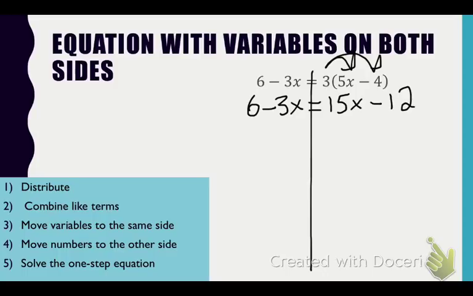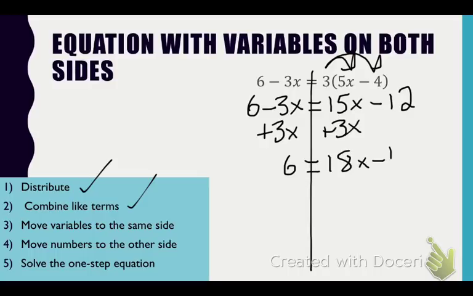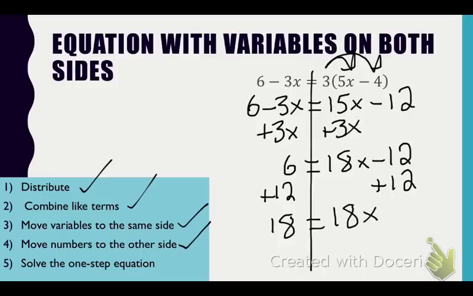Right? Again, I have no like terms to combine. I'm going to move variables to the same side, so I'm going to add 3x. All right, again, I'm doing that so I keep positives. So 6 equals 18x minus 12. Then I'm going to add 12 to both sides. So I did this. I'm doing the move numbers. 18 equals 18x. Solve the one-step equation, divide by 18. 1 equals x.